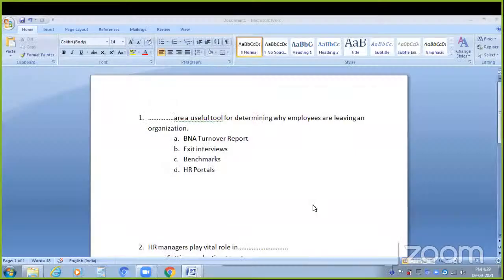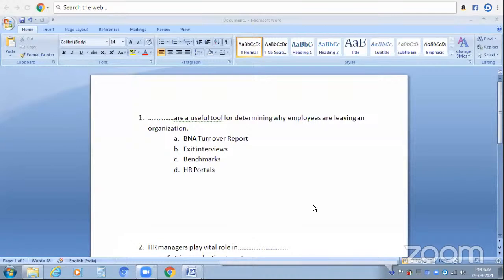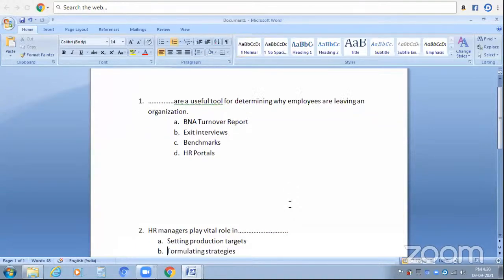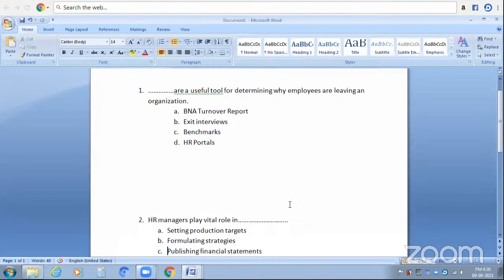Yes, sir. Dash is a useful tool for determining why employees are leaving an organization. Exit interview, benchmark, exam portal. B. Exit interviews. B, exit interviews. They collect feedback from the employees about the reason behind why they are leaving the organization, and they take appropriate decisions. The answer is B. Yes.